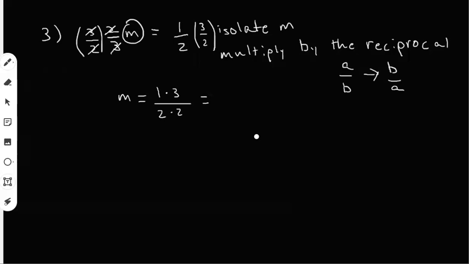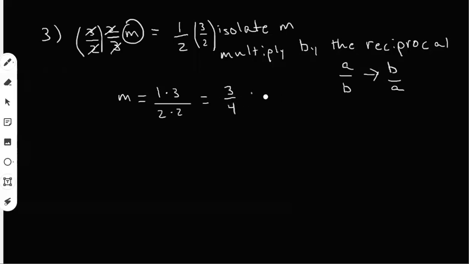So, Coach, what's it going to be on the top? What's 1 times 3? 1 times 3 gives you 3, and then 2 times 2 gives you 4. It'd be 3/4. 3/4? 3/4.